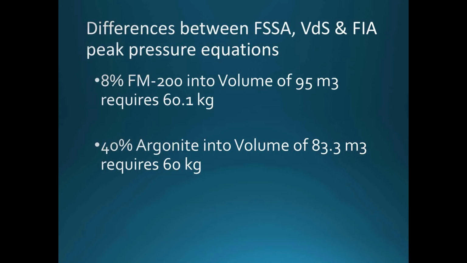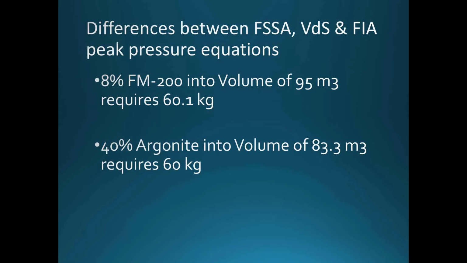Just an interesting fact: going from halocarbon to inert, we're roughly putting the same amount of mass into the enclosure, although we are putting the mass into the enclosure for the halocarbon at a faster rate. Since we're discharging in about 10 seconds, we're at 6 kilograms per second, and obviously for argonite we're probably discharging in 60 seconds, so we're at 1 kilogram per second.